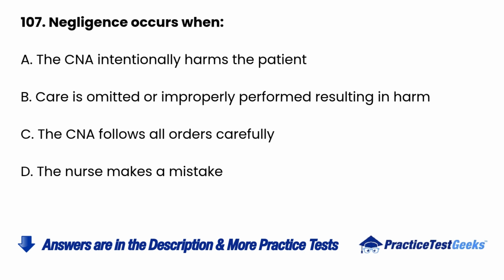107. Negligence occurs when: A. The CNA intentionally harms the patient. B. Care is omitted or improperly performed resulting in harm. C. The CNA follows all orders carefully. D. The nurse makes a mistake.